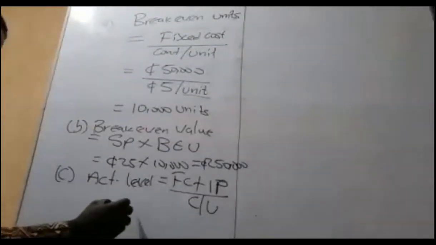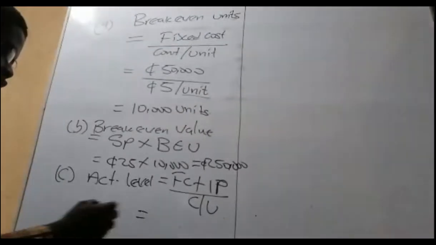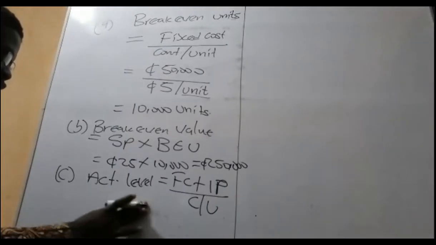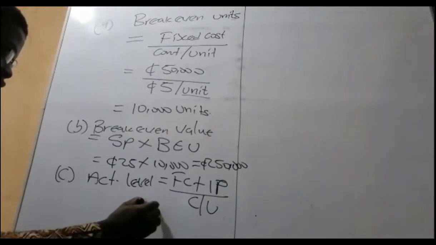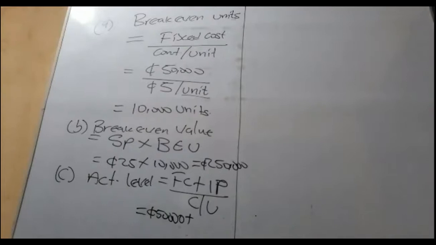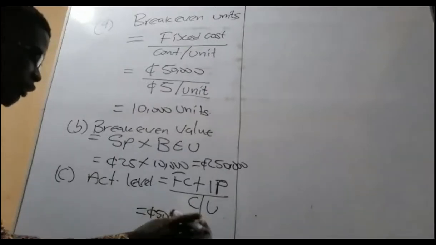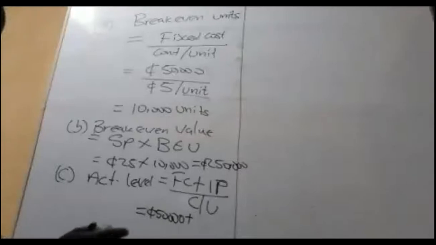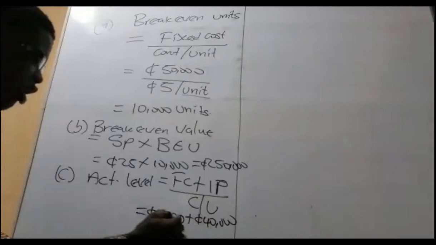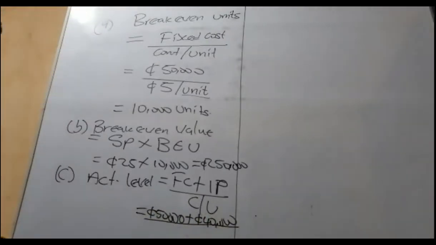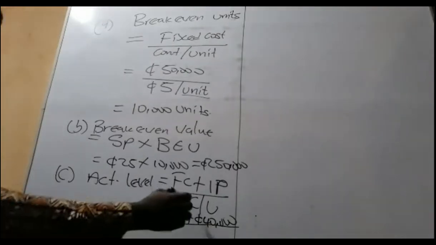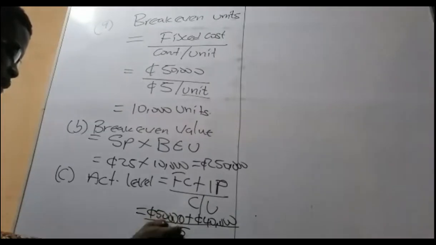So this will give us, what's the fixed cost? 50,000 cedis. But let's bring the currency in. 50,000 cedis plus what? Target profit of what? 40,000. But I need cedis in, 40,000 cedis. All divided by the 5 Ghana cedis per unit.